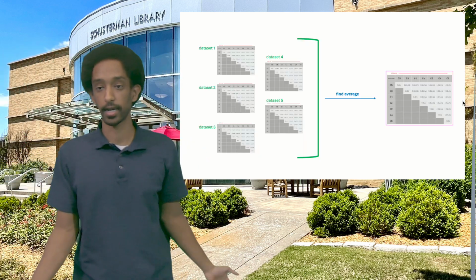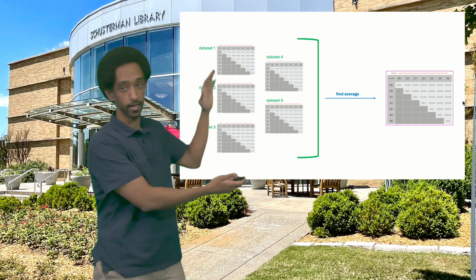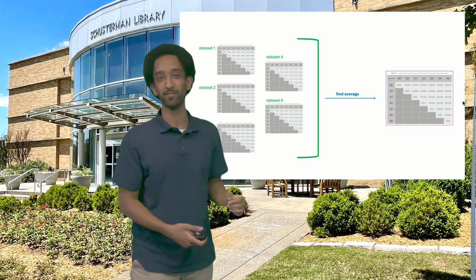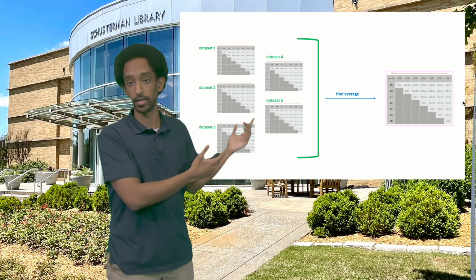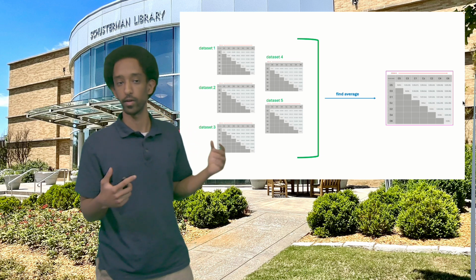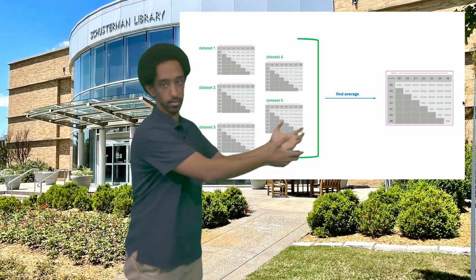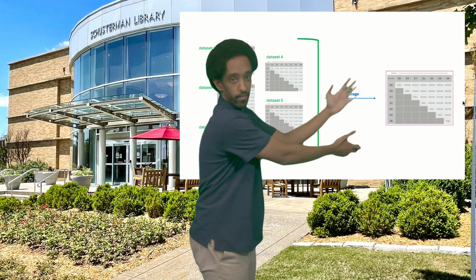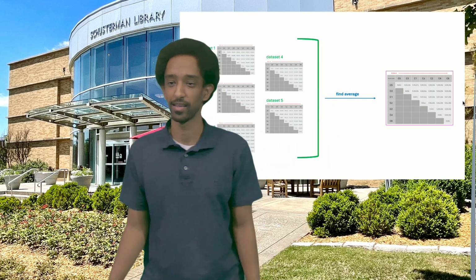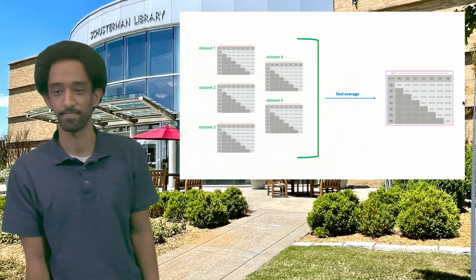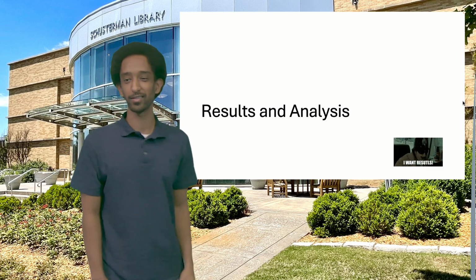Okay, just a technical note. We have 5 data sets, and we can calculate a table for each of these data sets. And then we can average them to get this magical final data set. That's what I did. So let's get into the results.